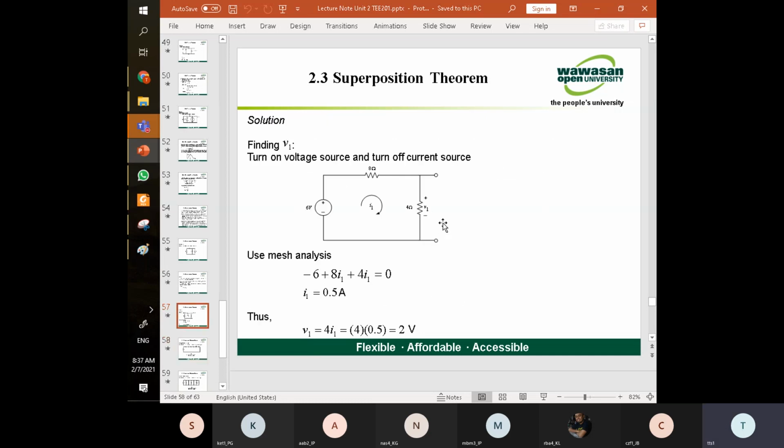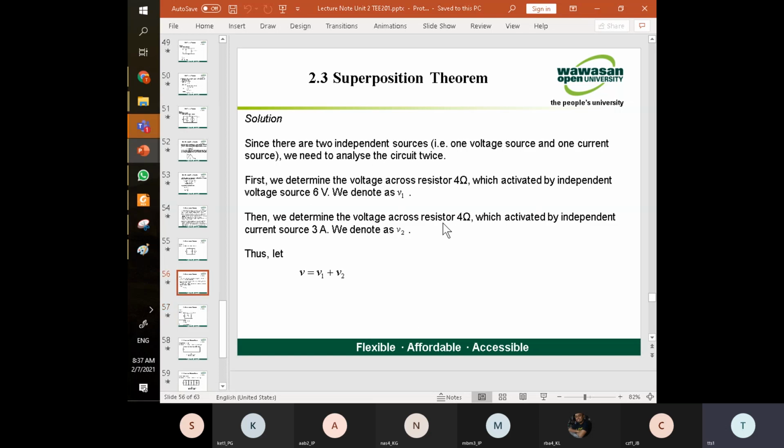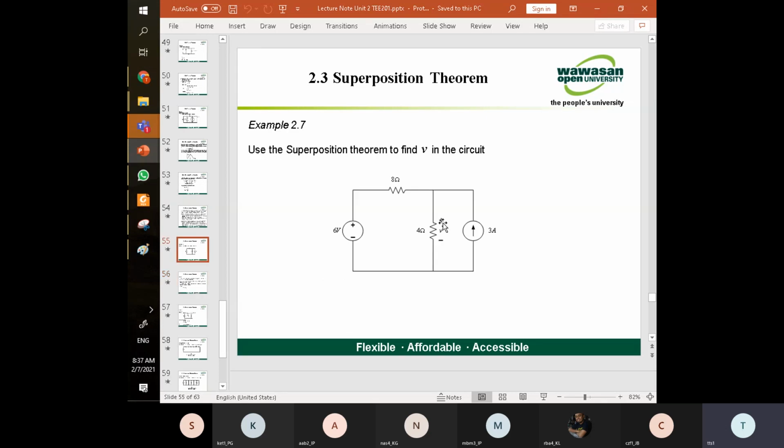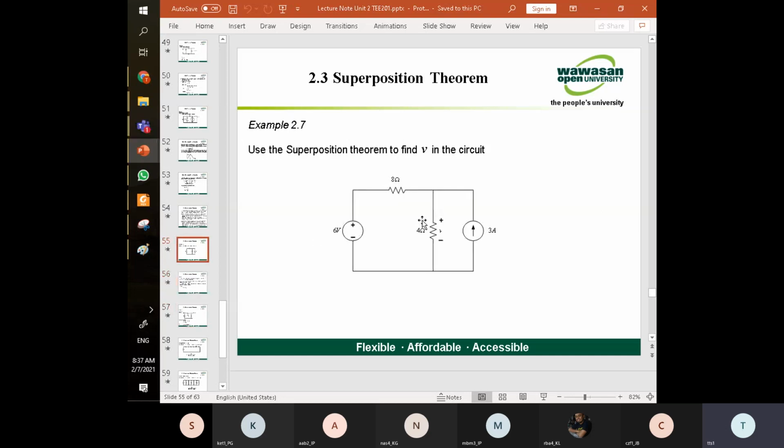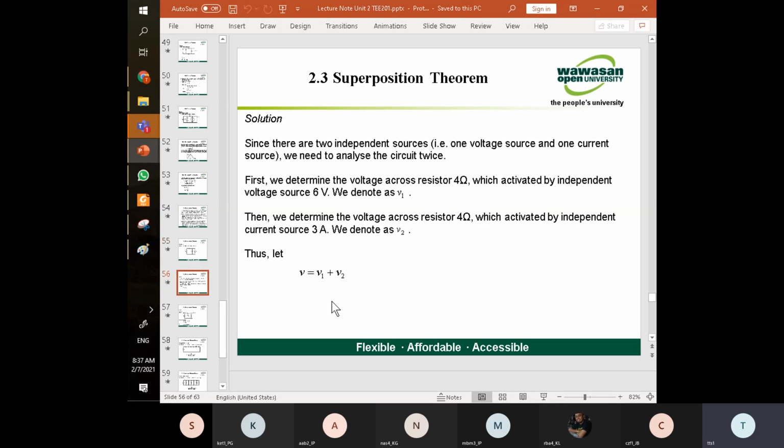Hey, wait a minute. This doesn't explain the superposition, right? We have two independent sources. Basically, in this circuit, we have two independent sources. First, we deactivate this one, remove it, and find the voltage V1. Then we deactivate the other one and find the voltage V2, and then we sum these two voltages. We can get the voltage V.